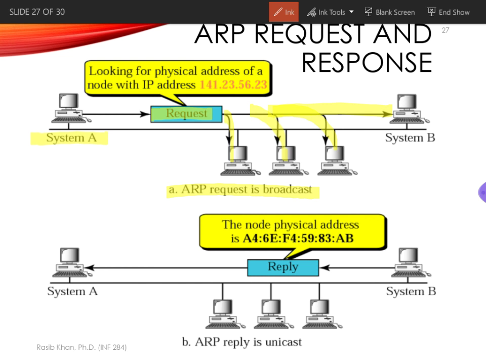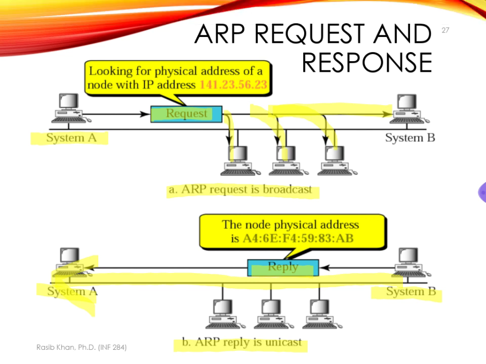So when the request is broadcasted and reaches all the hosts, the host which has the matching IP address will then send out a reply. So this is a unicast response, which means that it will travel directly to the host which was initially looking for the MAC address. So the reply holds the MAC address of B that initially host A wanted to know.